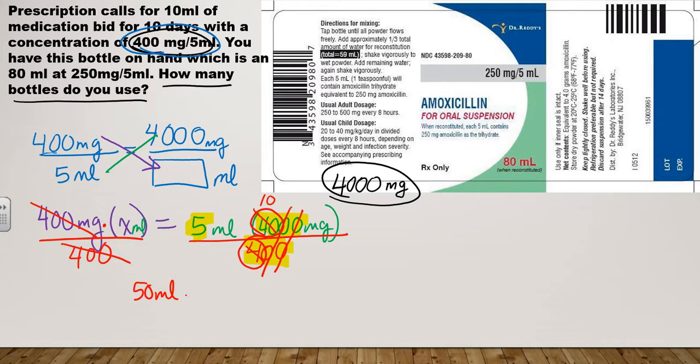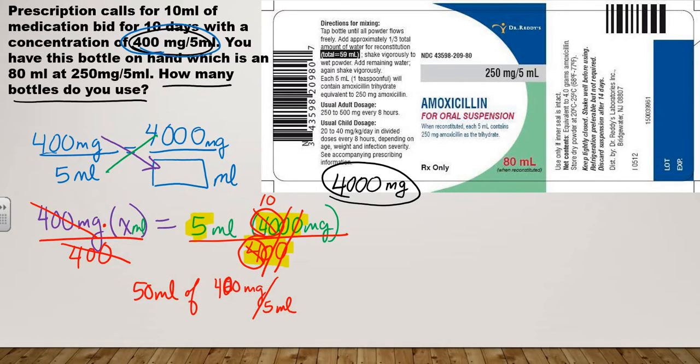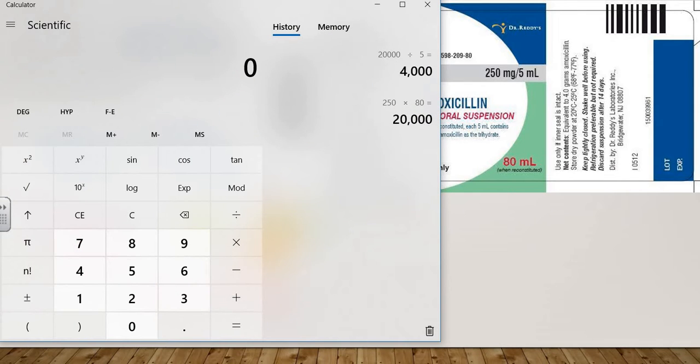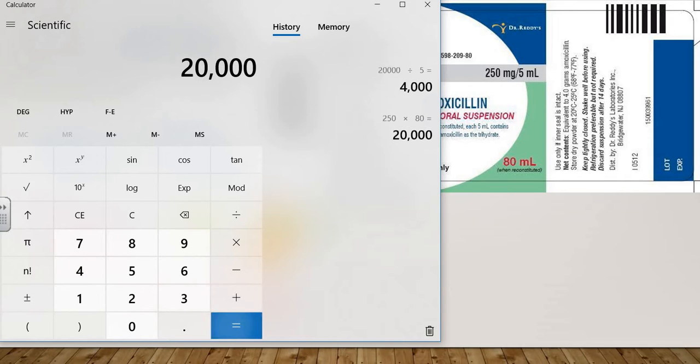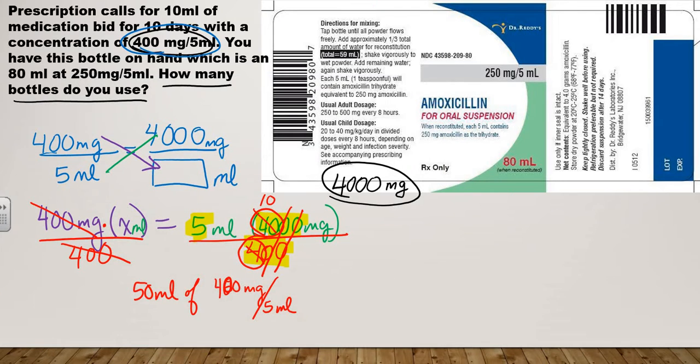So I can get 50 milliliters from that bottle of the concentration 400 milligrams to 5 milliliters. You pull the calculator up so you can see that on a calculator as well. That's 5 times 4,000 divided by 400. And we get 50 ml.